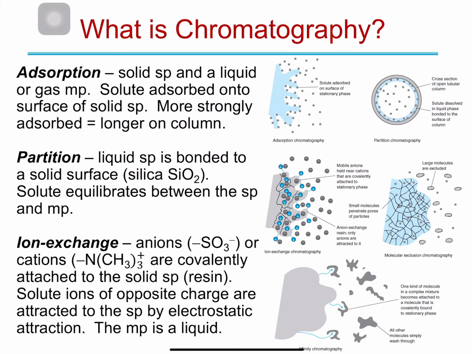Of course, more strongly adsorbed substance will stay longer on the column and will be eluted later. The second one is partition. So partition uses the same principle as the liquid-liquid extraction. In this case, the stationary phase will be a liquid, and this liquid is bonded to a solid surface. And then you have your mobile phase, which could be a liquid or gas as well, and the solute will equilibrate itself between the stationary phase and the mobile phase.